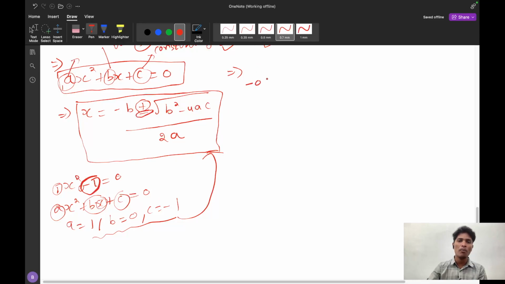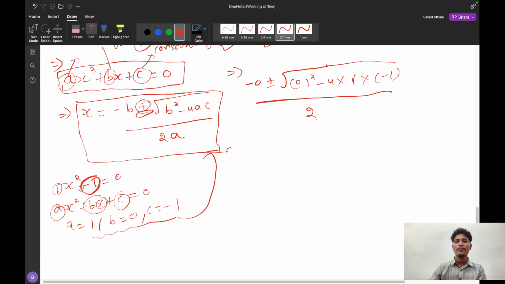So minus 0 plus or minus root of 0 square minus 4 into, what is a here? A is 1. And what is c here? C is minus 1. Under root, divided by 2a. What is 2 into a? 2 into 1, that is 2. So minus 0 plus or minus root of, what is 0 square? It is 0 only. And minus 4 into minus 1, it is plus 4, divided by 2.